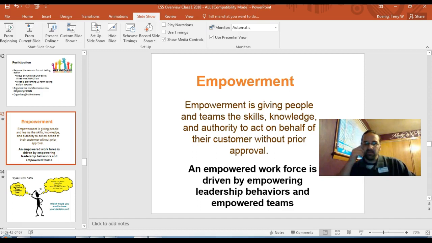Empowerment comes up in almost every team discussion. It means giving people the authority to act on behalf of the customer without prior approval. This is a pretty big deal if you always have to ask permission. One of the sayings I live by is it's easier to ask forgiveness than it is to ask for permission. If you're pretty sure you're doing the right thing, most times it's worth taking a chance.